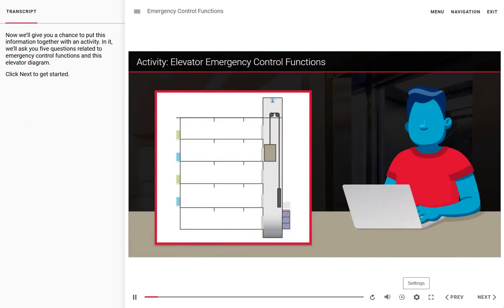Now we'll give you a chance to put this information together with an activity. In it, we'll ask you 5 questions related to emergency control functions and this elevator diagram. Click Next to get started.